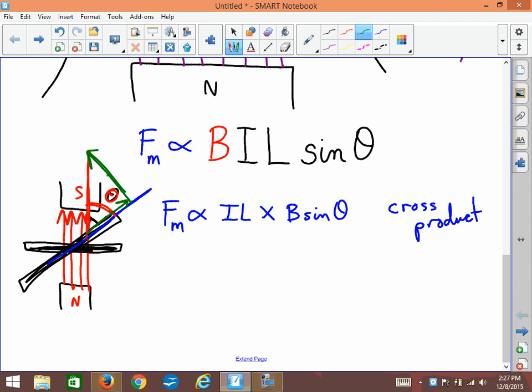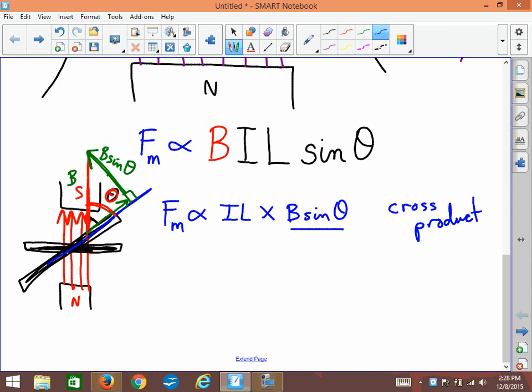This component will equal B, which is the field's line strength, times the sine of theta. And that is the perpendicular component to the current. So what the cross product does is it says, let's multiply I and L, and then let's multiply that by the perpendicular component of B, because that's all we want. That's the part that is actually involved in the motor force.